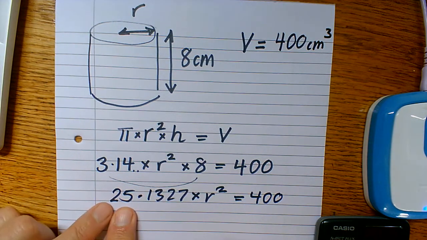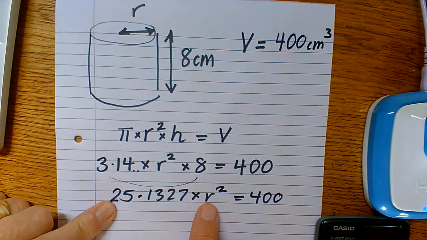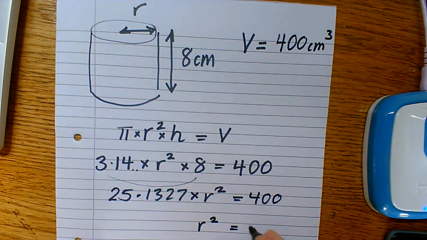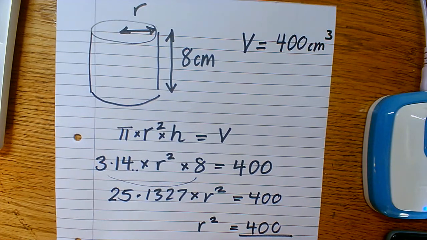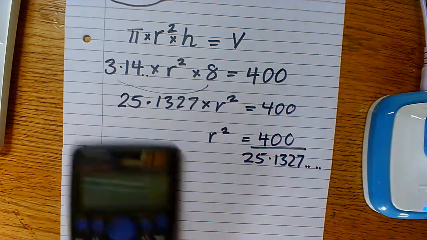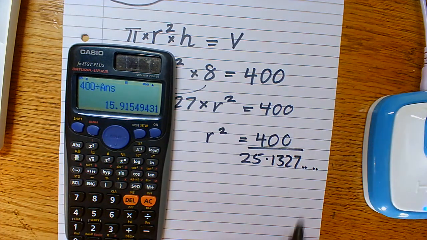So 25 times that shows us now. 25 times 16 would make 400, so we're expecting that to come out as 16 roughly. Let's find out what it is exactly by dividing both sides. So 400 gets divided by 25.1327 and so on. And remember, we're using the answer button to do that. So 400 divided by the previous answer in the calculator gives us that.